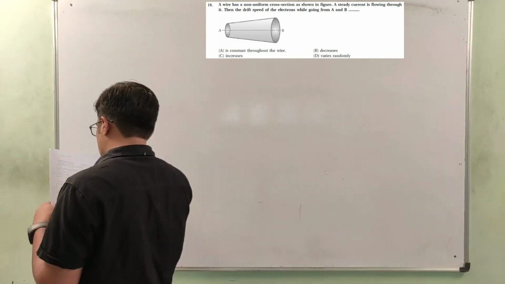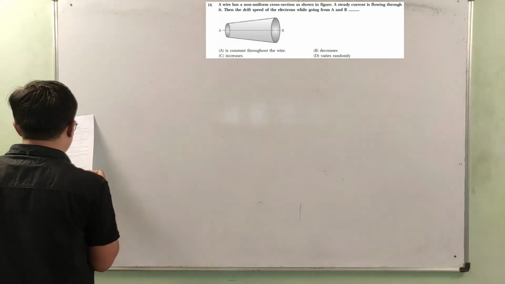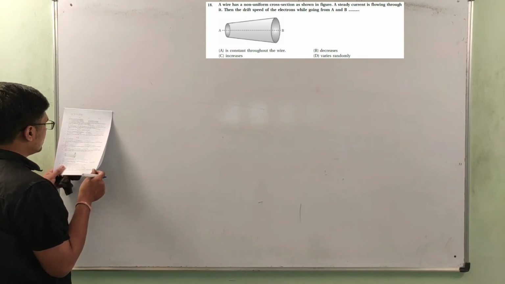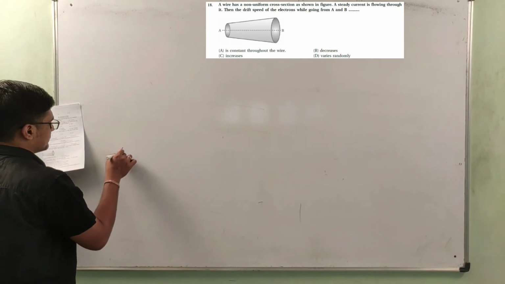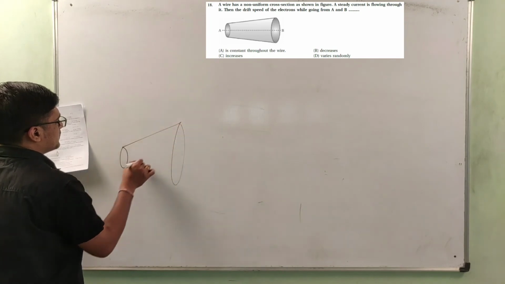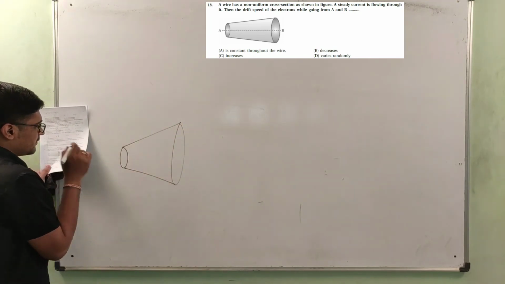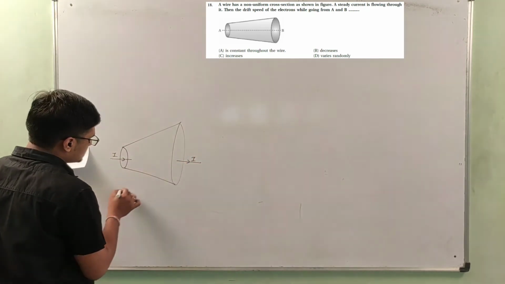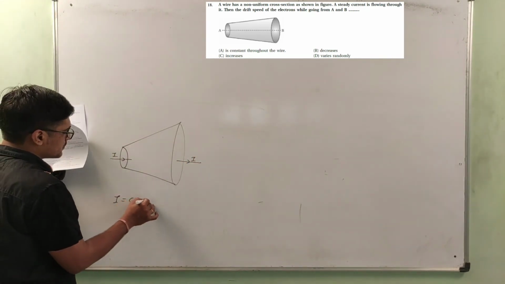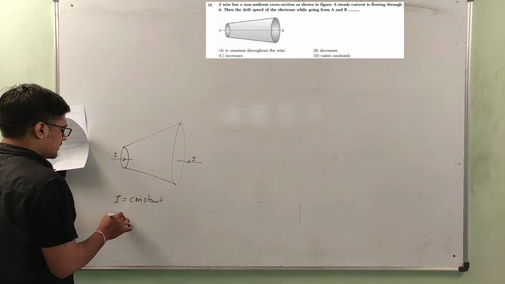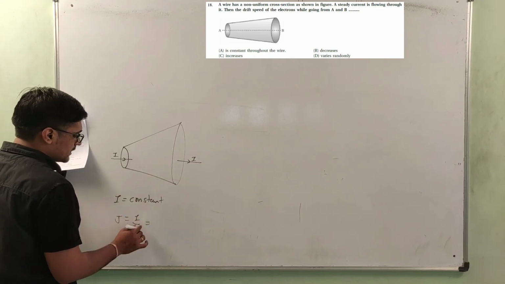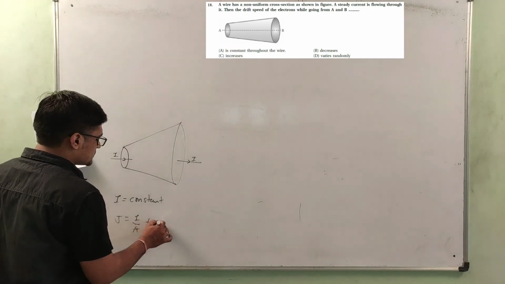A wire has a non-uniform cross section as shown in the figure. A steady current is flowing through it. Then what is the drift speed of electron going from A to B? Whenever the wire is continuous, the current going inside is the same as the current coming outside. The current flowing everywhere is constant. Current density is equal to I by A. The cross section is different, so current density is not constant everywhere.